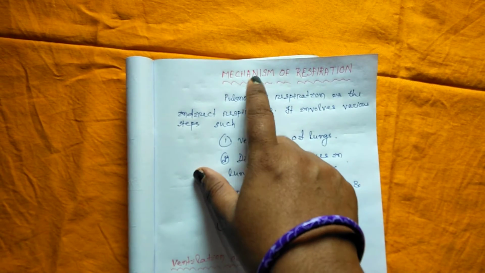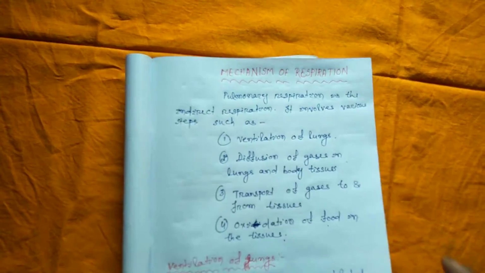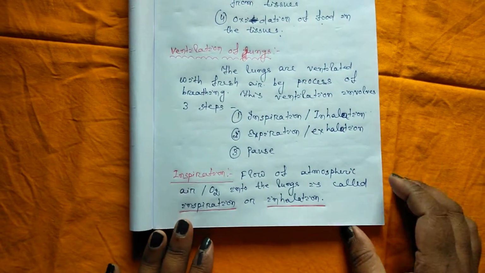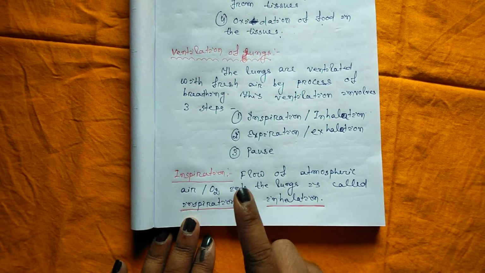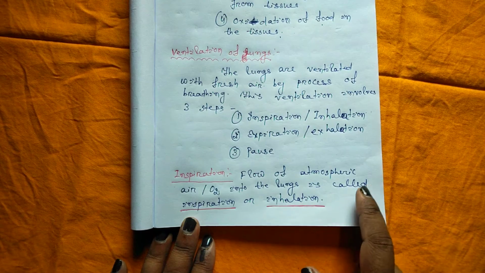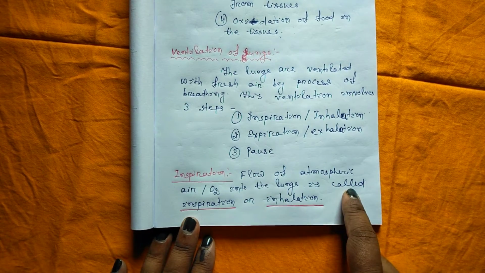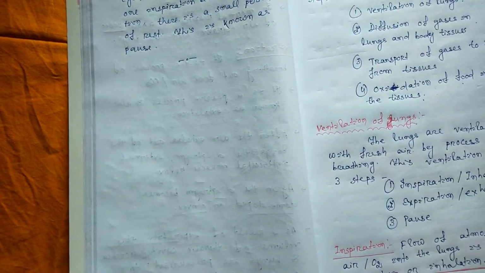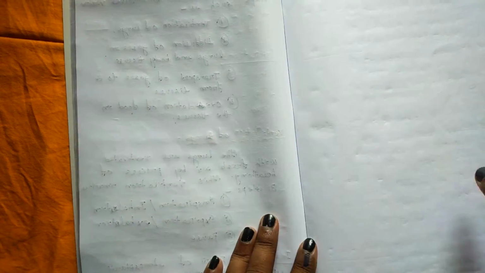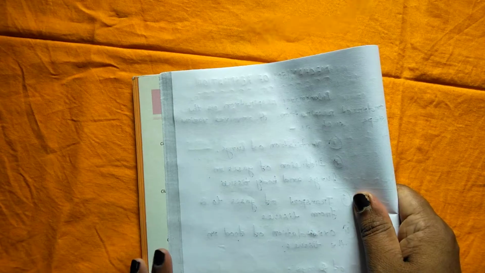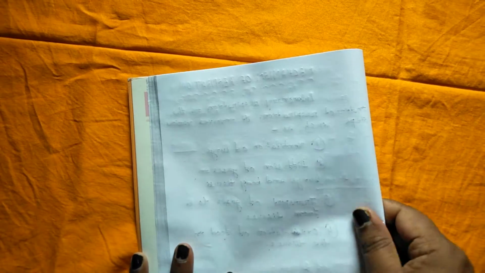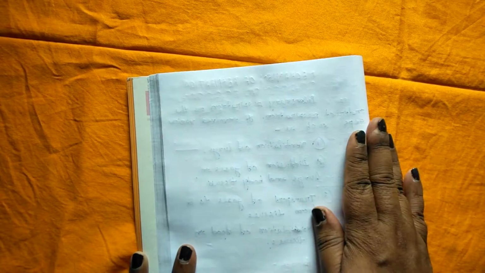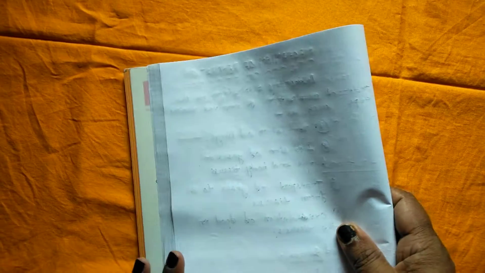In my last chapter, I discussed the mechanism of respiration, and I began with inspiration. Inspiration, as I told you, is the flow of atmospheric air or oxygen into the lungs, also called inhalation. In this process, two muscles are involved: the external intercostal muscles and the diaphragm.